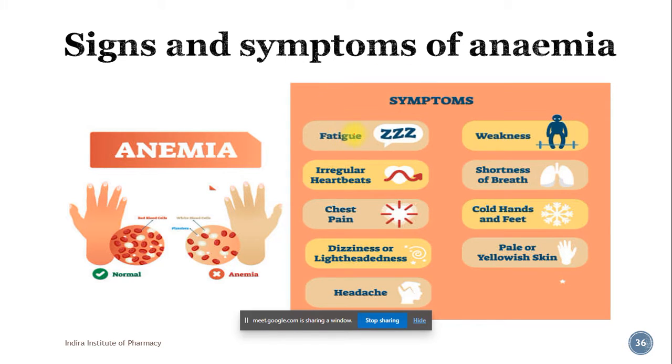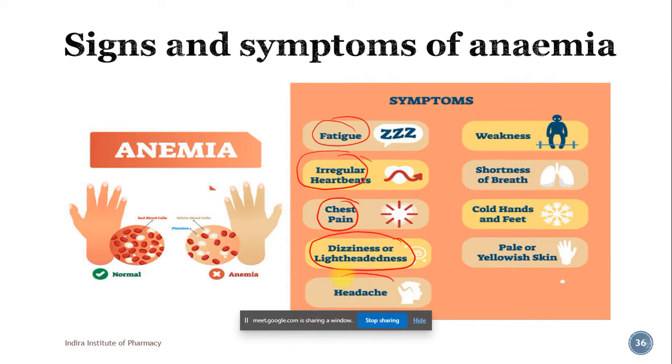These are the symptoms. First is fatigue, in the sense that you feel very tired whenever you are working, so you tire early. Then irregular heartbeats, either bradycardia or tachycardia. Then chest pain, or angina pectoris. Then dizziness or lightheadedness. So चक्कर आल्यासारखं होतं त्याला म्हणतात dizziness.